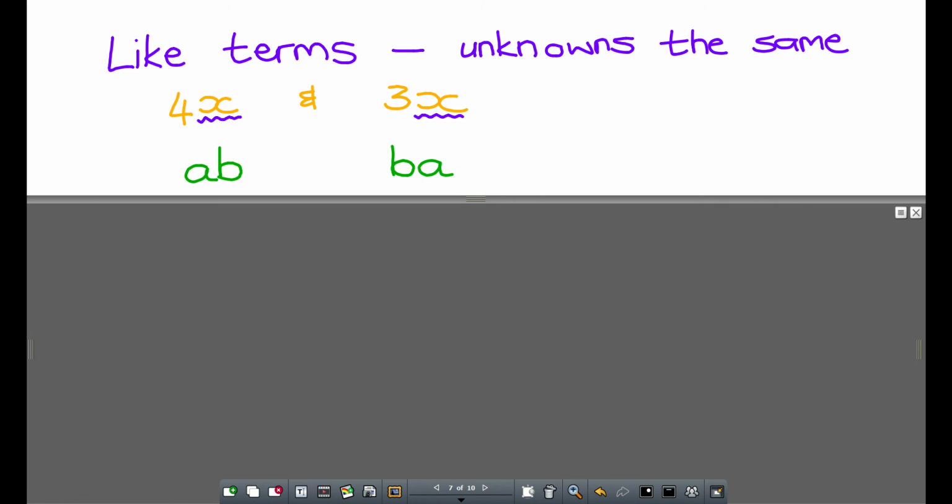Okay, let me ask it this way. Do both of them have A? Yes. Do both of them have B? Yes. So are they like terms? Yes. Okay, listen. Even though it was shuffled, even though it was switched around, AB and BA is the same thing.